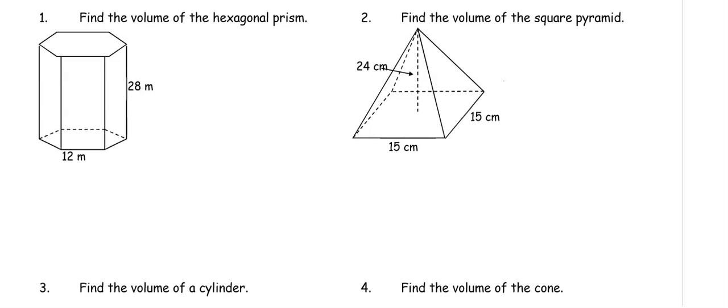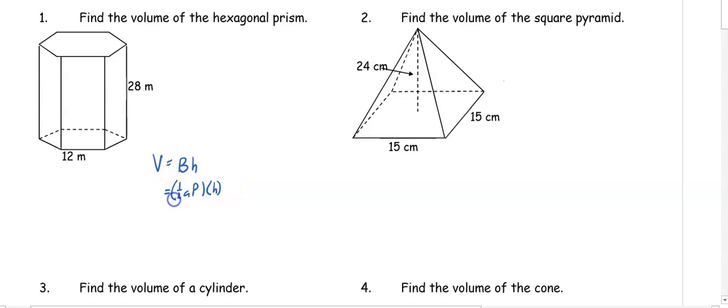This video is a review of finding volume of different figures. So in number one, we want to find the volume of a hexagonal prism. So remember that our volume is equal to the base area times the height, and the base area of a hexagon is 1/2 apothem times perimeter.